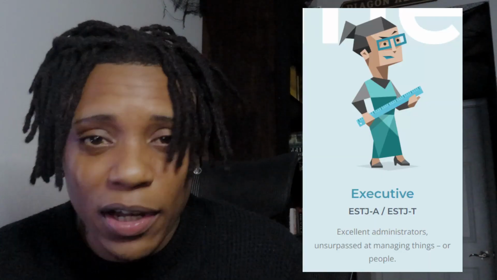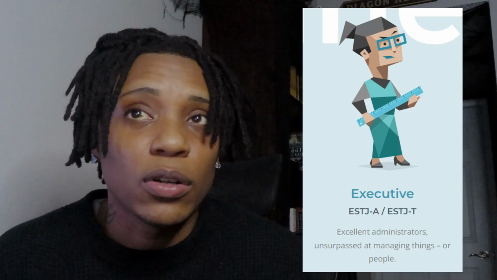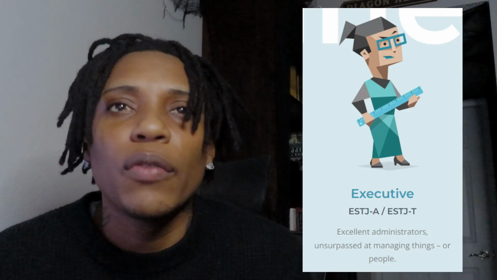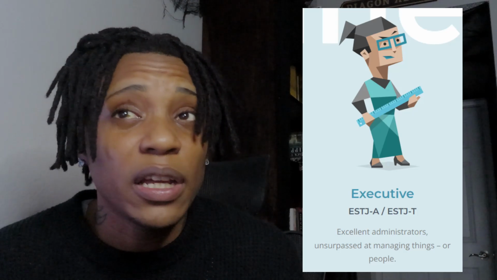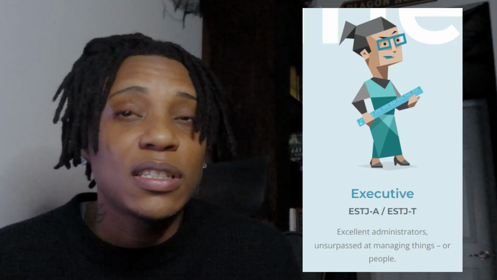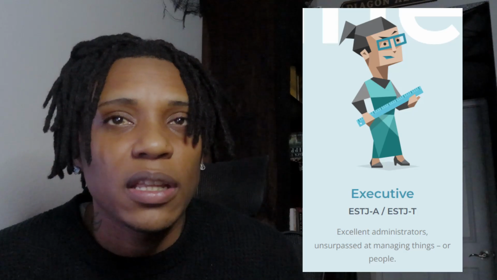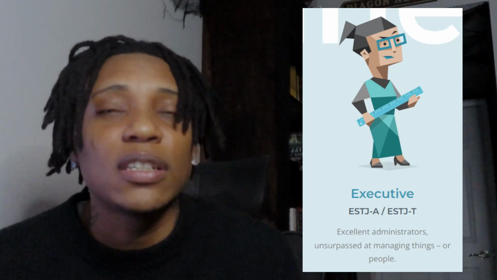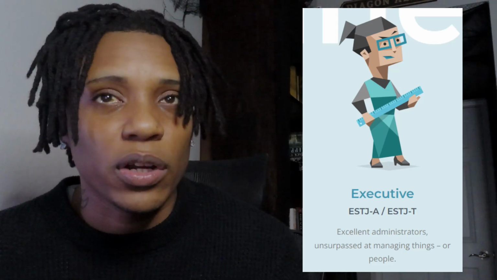12, I believe, the ESTJ, the director. These people are responsible, practical, and organized. They are assertive and like to take charge, focused on getting the results in the most efficient ways possible. They have clear standards and place a high value on tradition and rules. They can be seen as rigid, stubborn, or bossy as they are forceful in implementing their plans. However, they tend to excel at putting plans into action because they are hardworking, self-confident, and dependable.